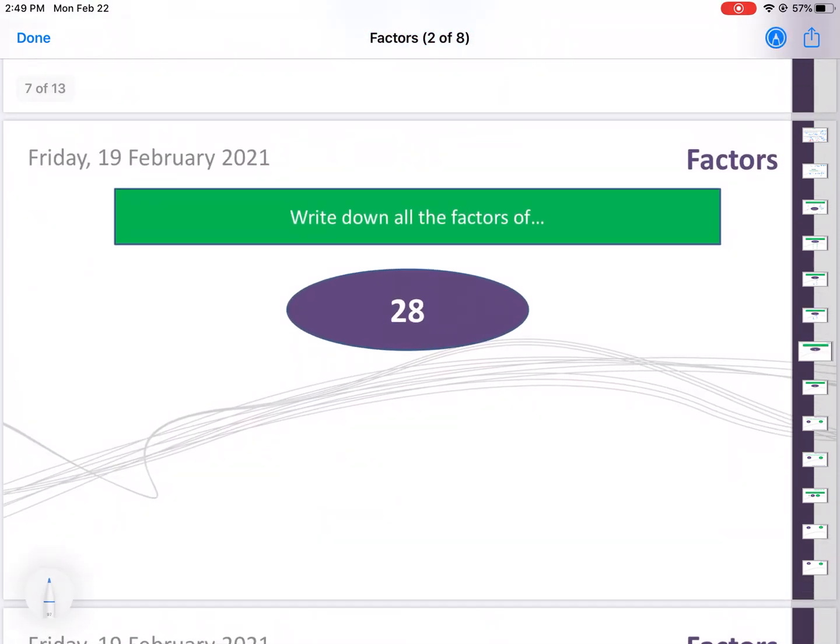Okay, 28. So again, 1 and 28. I could say that 2 and 14 as well, straight off the bat. What else? 4 and 7. 4 times 7 will give me 28 as well. And again, we'll just think of as many as we can. I think that might be it. Yeah, that's all there is.